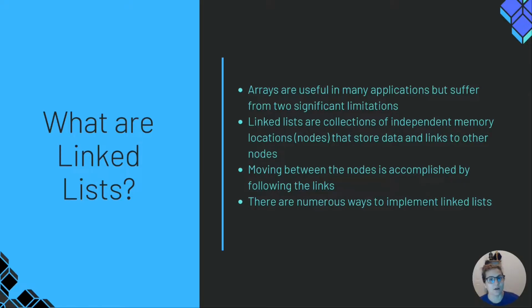Linked lists are a collection of independent memory locations, which are called nodes, and they store data and link to other nodes. We are able to move between the nodes by following the links, which are addresses of the nodes. There are numerous ways to implement linked lists, but the most common way is to utilize pointers, which provide a great amount of flexibility.